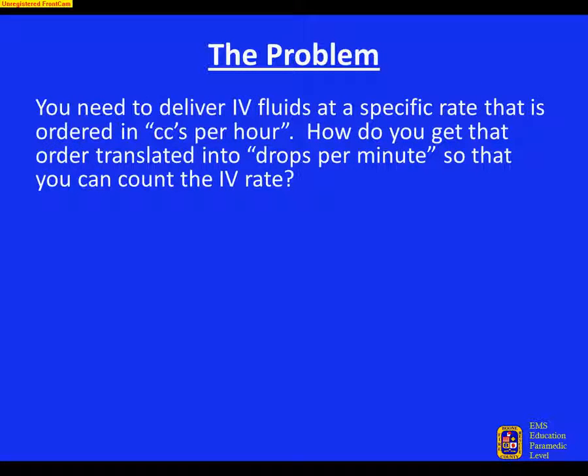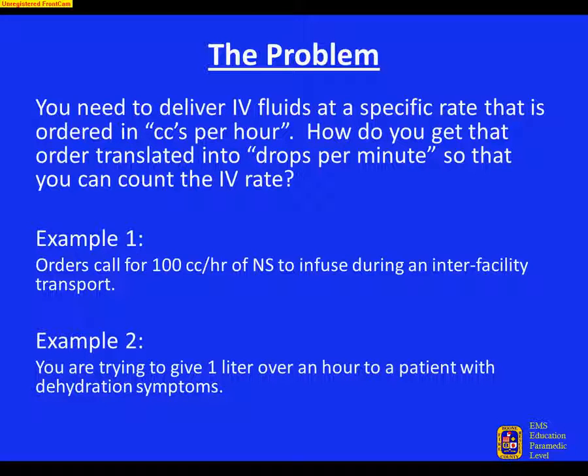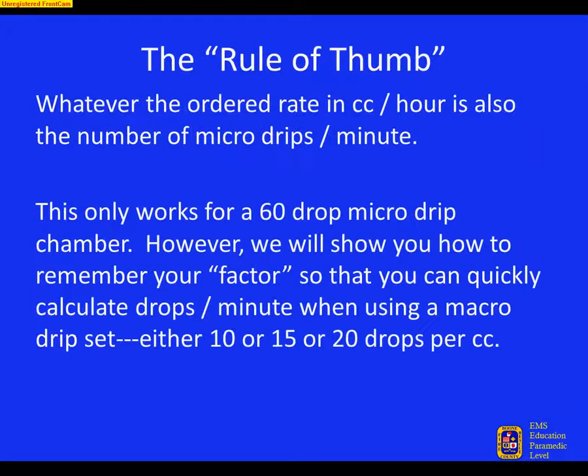you need to deliver IV fluids at a certain rate, and that rate's usually ordered in cc's per hour. How do you get that into drops per minute? Because that's what we really need to work with. So your orders may call for 100 cc an hour IV drip during the transport, or maybe you're supposed to give a liter an hour to someone with dehydration. Again, both fairly common problems for you out there.